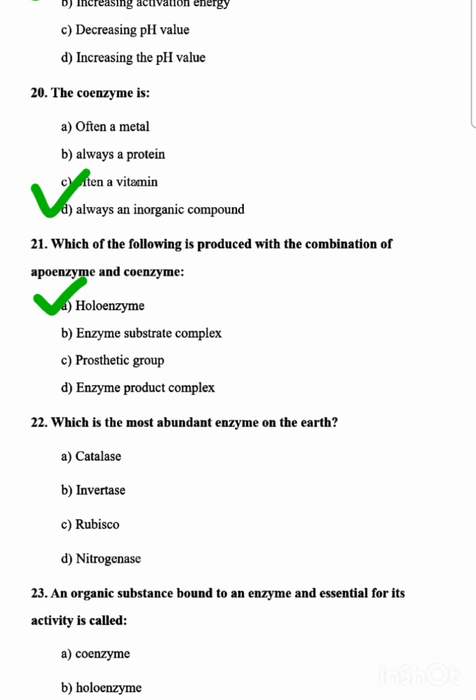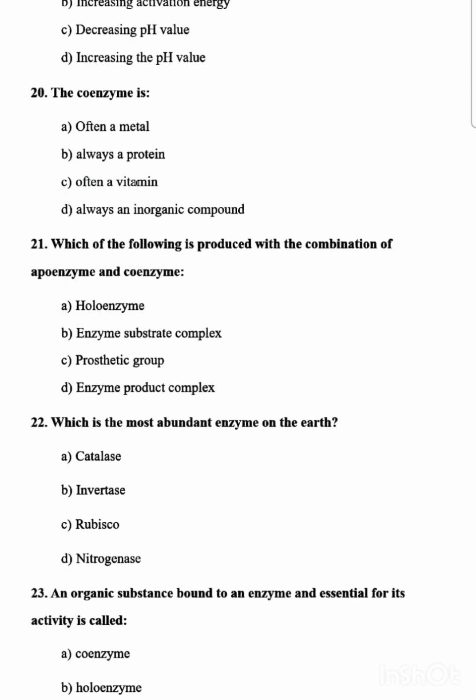that means the total enzyme. Which is the most abundant enzyme in the world? Remember, it is the Rubisco. Rubisco means ribulose 1,5-bisphosphate carboxylase. It catalyzes the carboxylation reaction in the C3 plants.